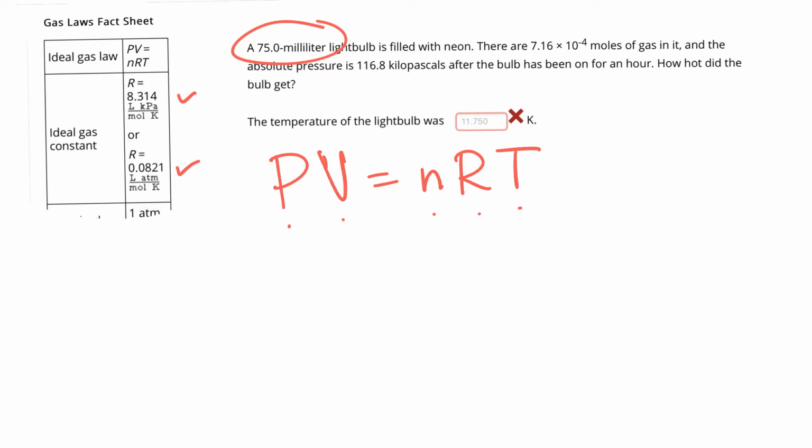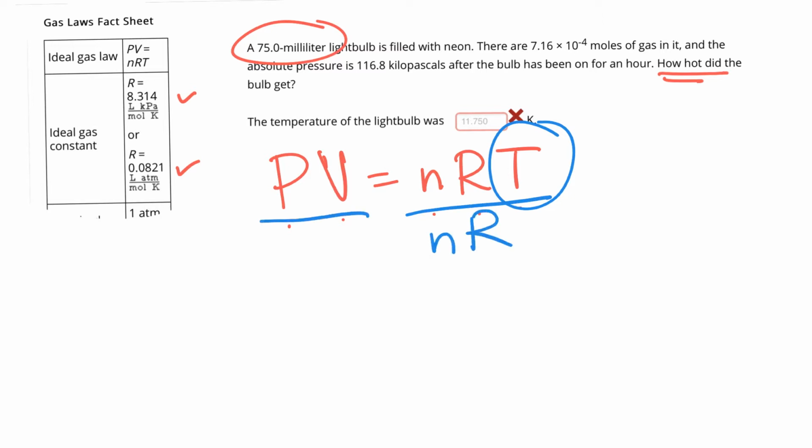All right, so let's rearrange this. We're looking for how hot did the bulb get. So we're looking for which one of these? Temperature, okay? So we're going to need to solve for temperature, which means we need to get the nR on the other side, so T can be by itself. So I'm going to divide nR on the right and the left. It cancels over here. So my new formula is T equals, and I'm going to color code this. I'm going to give each one of these a different color so that it's a little bit easier for you to see what goes where, okay?